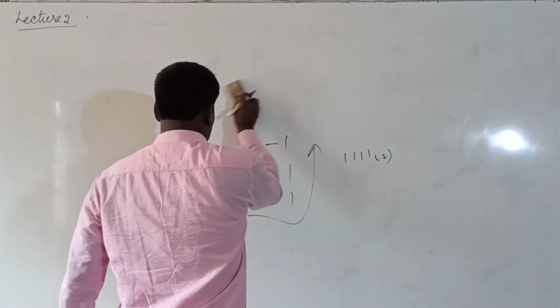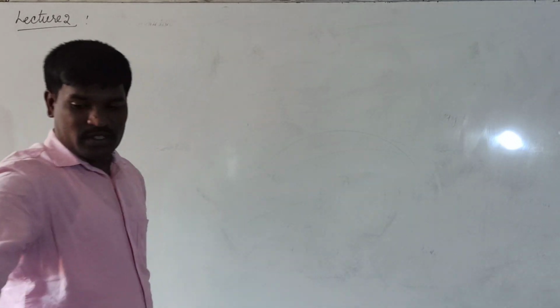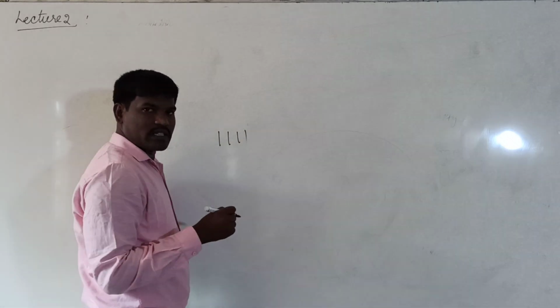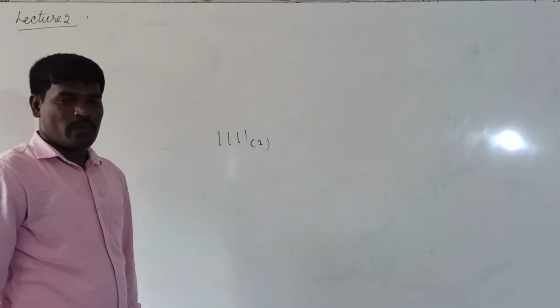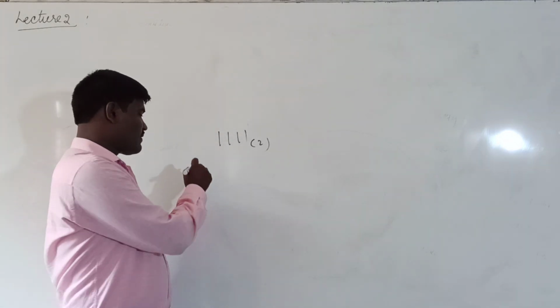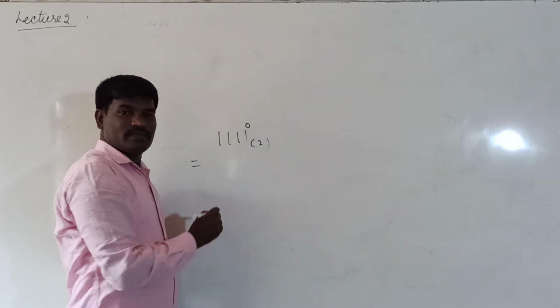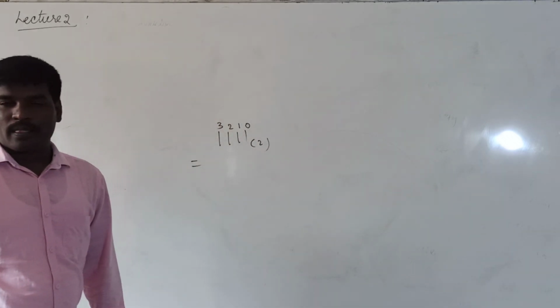Binary to decimal means first we have to write down the powers. For example, 1 1 1 1, again we consider the same example, base 2. First you write down the powers. Starting from the unit place, its power is always 0. Next 1, next 2, next 3.